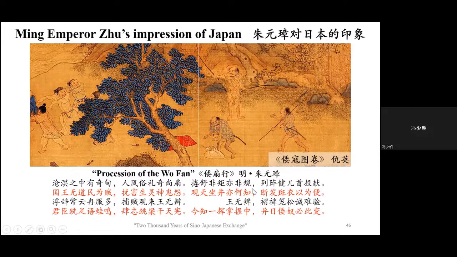So Zhu Yuanzhang wrote this. He was very contemptuous of the Japanese pirates, and he tried to write this poem on his fan in a way to control them.